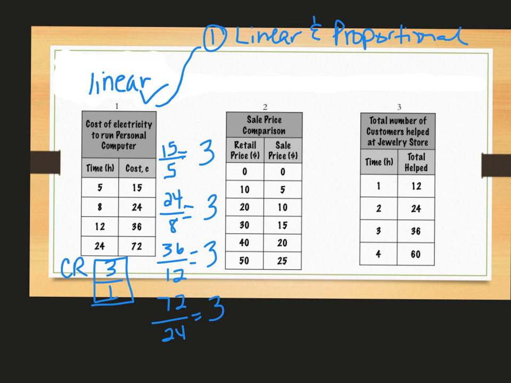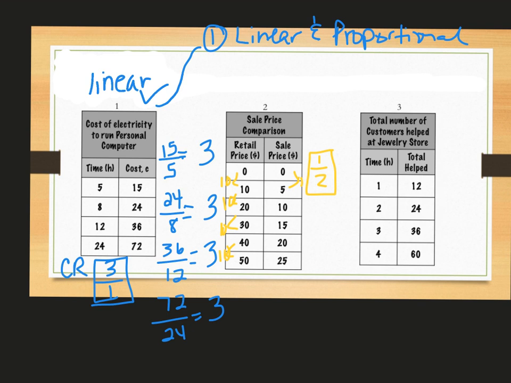All right, number 2, the x's go up by 10. We did this one yesterday or earlier. So the constant rate of change is 1/2. So let's look to see if it is a proportional relationship.